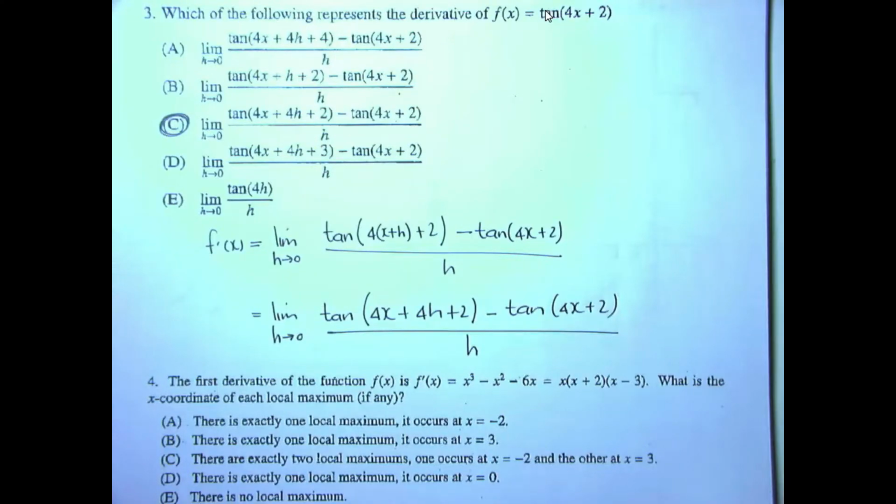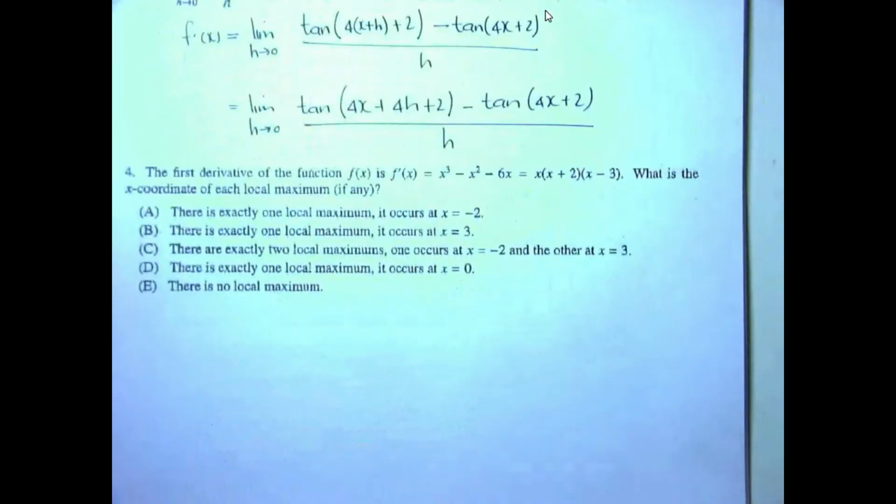All right, problem number 4 says that the first derivative of the function f(x) is given by x cubed minus x squared minus 6x, or in its factored form, x times (x plus 2) times (x minus 3). What is the x coordinate of each local max, if any? All right, so they kind of did me a favor here. They didn't even give me the function, they gave me the derivative. So I already have the derivative, and in fact, I already have it in factored form.